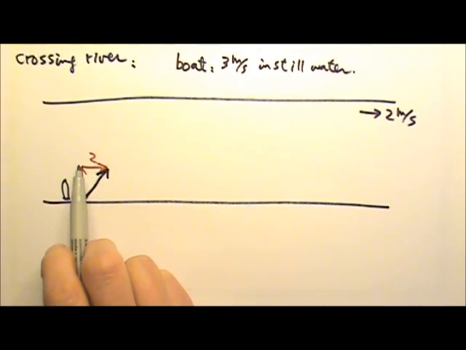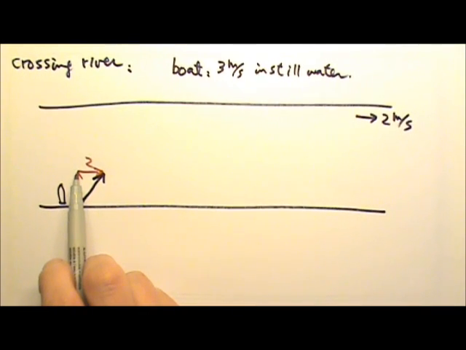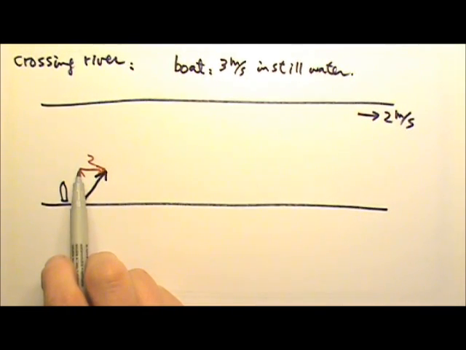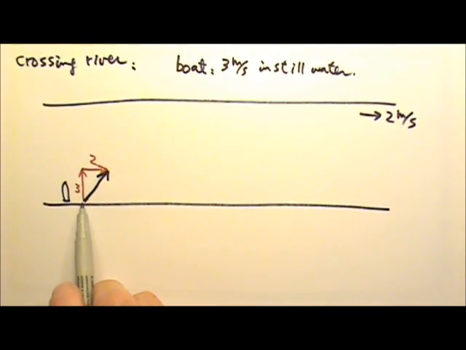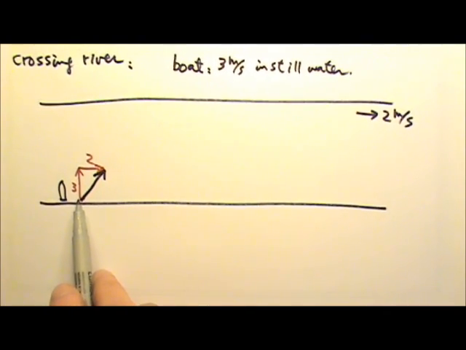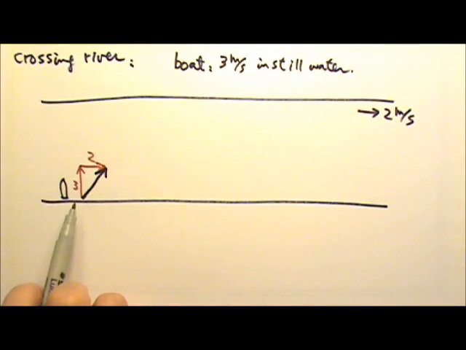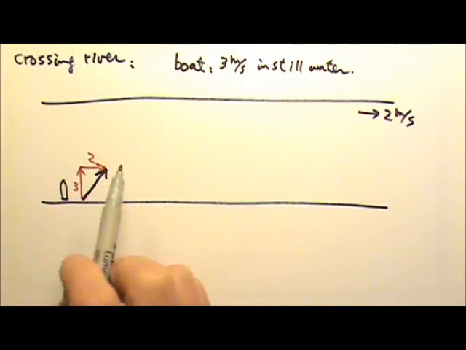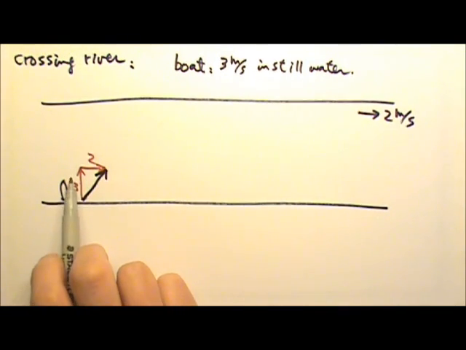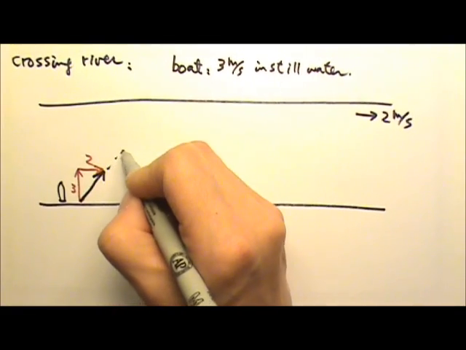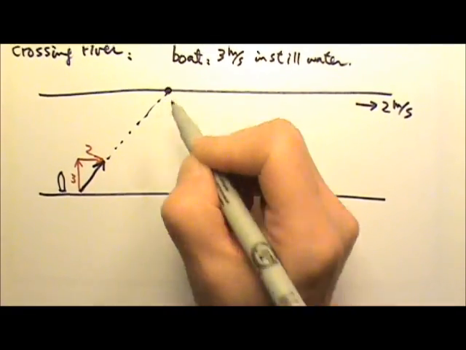The 3 meters per second is the velocity of the boat relative to the water. So if you move with the water and look at the boat, you would see the boat only travels that way at 3 meters per second. But if you stand on the shore, that's the velocity of the boat, which means this boat aimed straight across is actually going to end up right there.